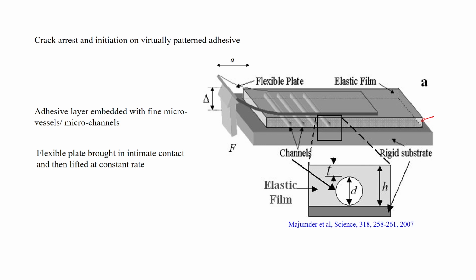Here this film is brought in contact with this copper flexible plate, and then you lift it. So what happens? In this case this is a virtually patterned adhesive, in the sense that there is no pattern on the surface, but the pattern is inside the bulk of this particular adhesive. The adhesive layer has embedded fine micro channels, and the flexible plate is brought in intimate contact and then lifted.